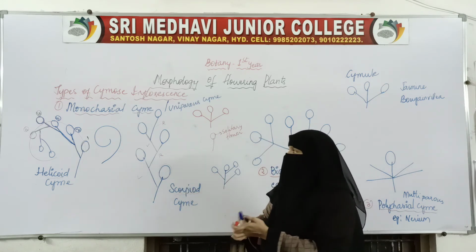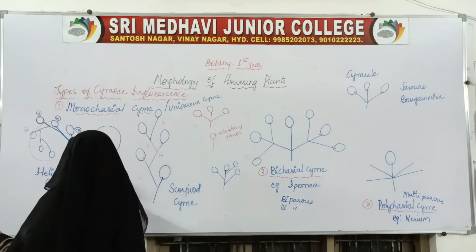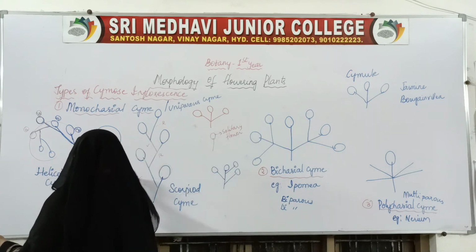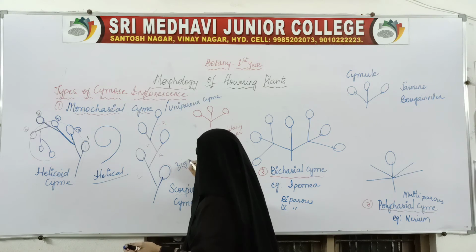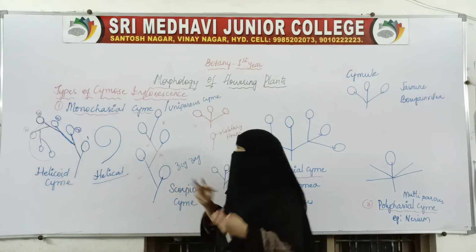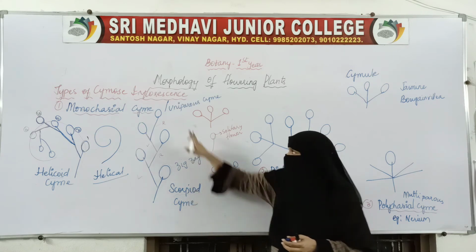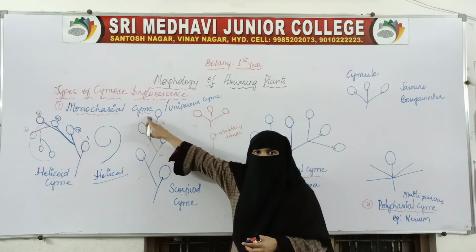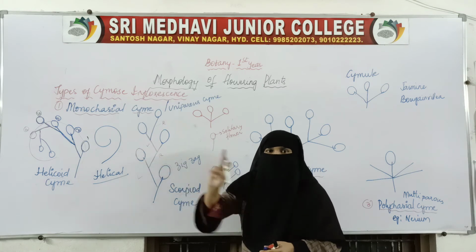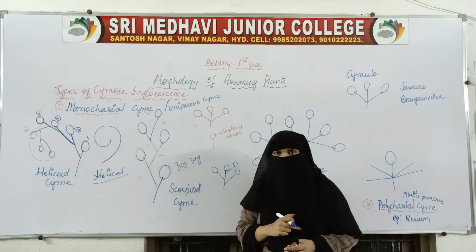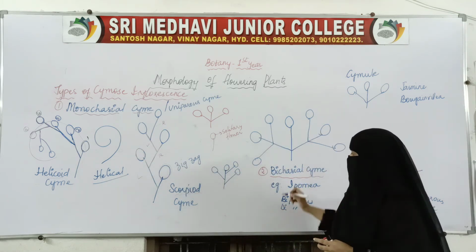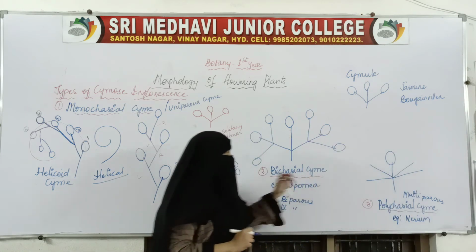It is in the helical manner. Here it is helical arrangement. Here we have zigzag arrangement. So this type is called Scorpioid cyme, and it is a type of monochasial cyme only because every time it is giving one single branch. Now coming to the next type, which is nothing but bichasial cyme.